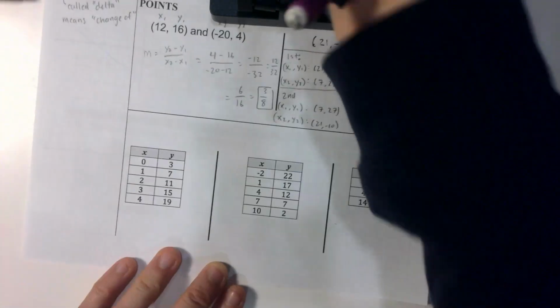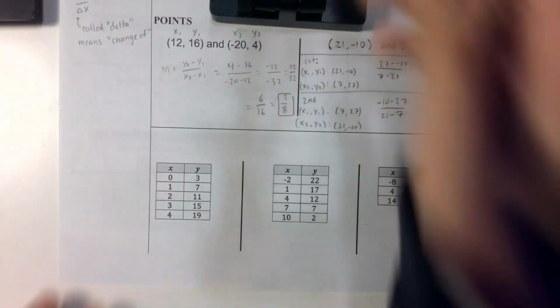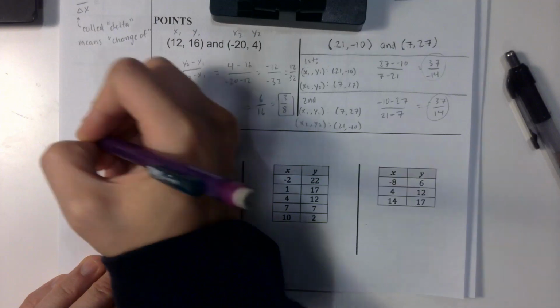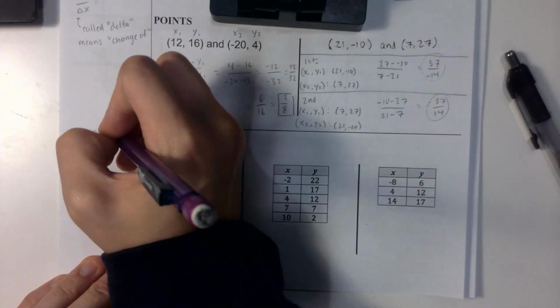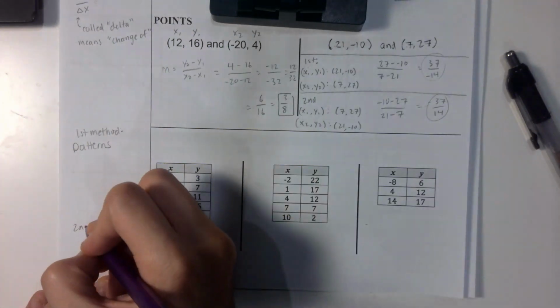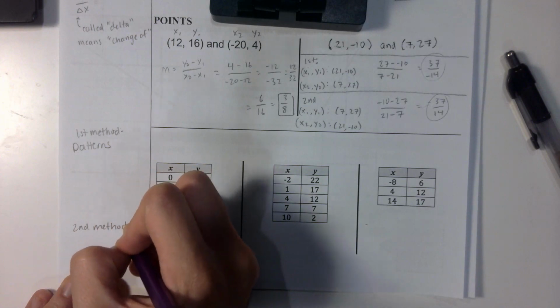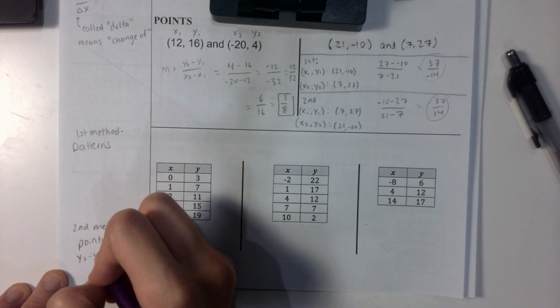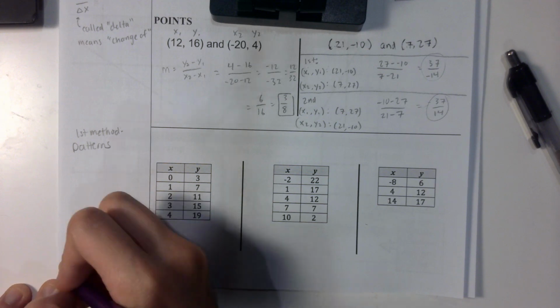Okay, so we're going to look at graphs now. We're going to do two different methods. We're going to look for patterns, and then our second method, points: y2 minus y1 over x2 minus x1.